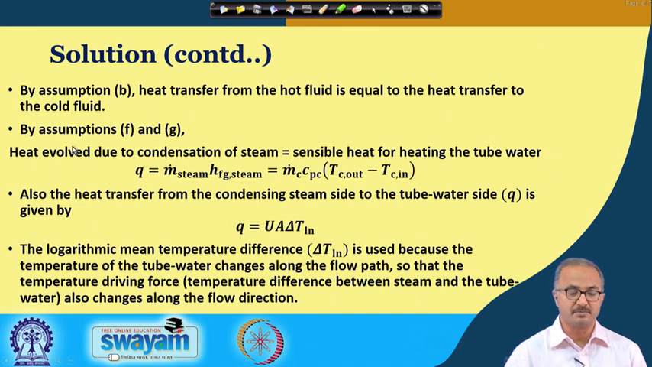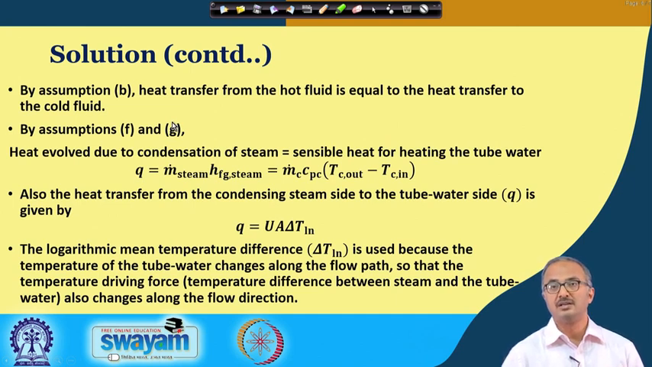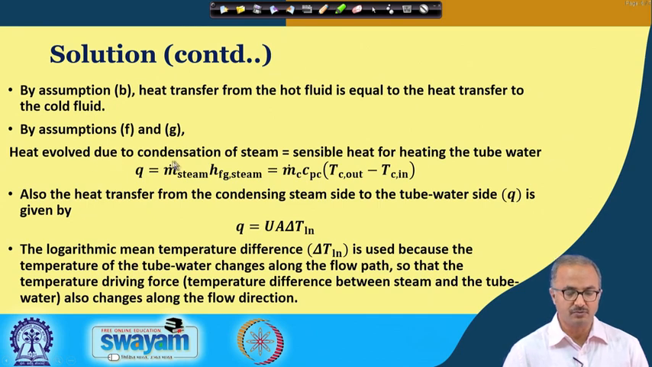Now, by assumption B, which we have just mentioned, the heat transfer from the hot fluid is equal to the heat transfer to the cold fluid. That means whatever energy is being lost by the hot fluid is being completely taken up by the colder fluid. And the heat evolved due to condensation of steam is equal to the sensible heat for heating the tube water. This is by assumptions F and G.